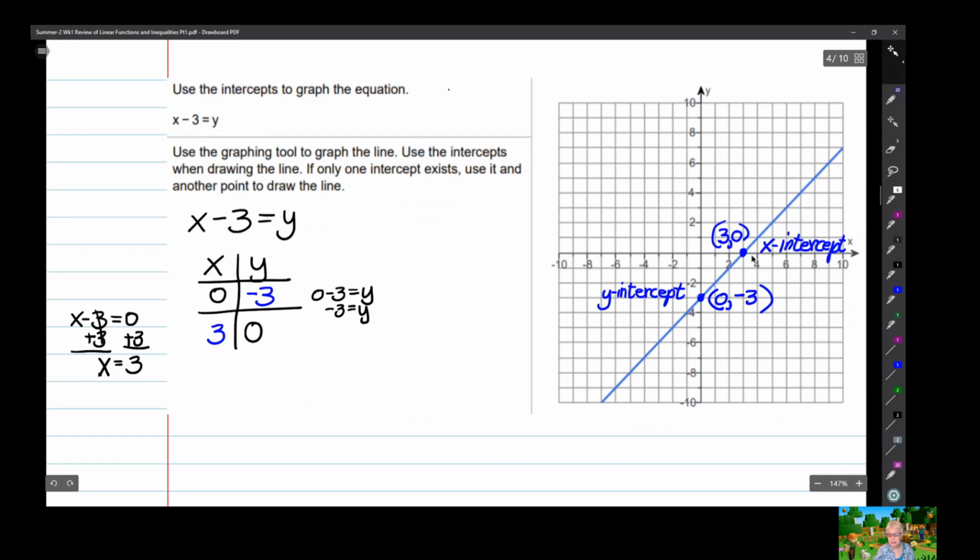The x-intercept is (3, 0) right here. So that's how you'll graph the line. If it were me, I would graph the point (0, -3). I would click on it first, and then I would go to (3, 0) and click there, and then poof, my line would automatically appear. With a little practice, you can get really fast at this in my math lab.